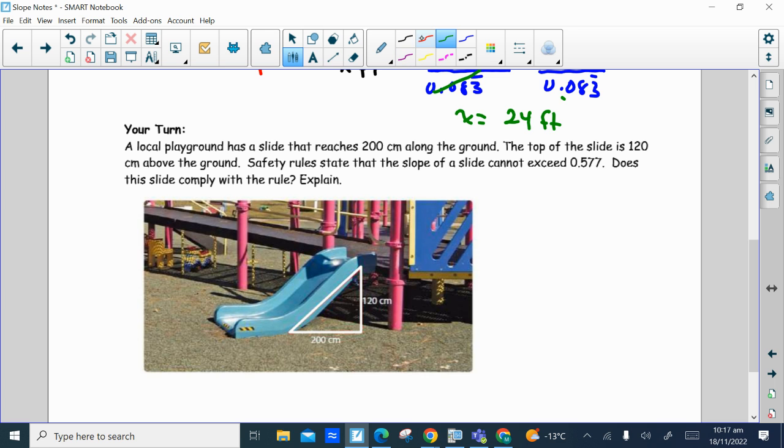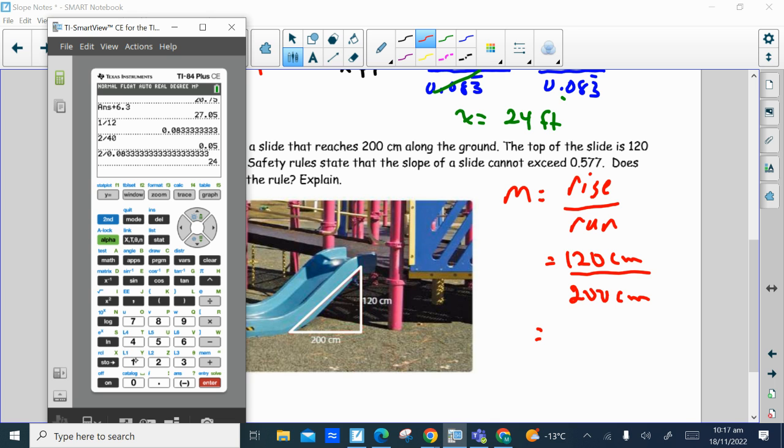So we want to find the slope of the slide. And again, M, the slope is the rise over the run. The rise is the height. You think about it, rise means going up or down. It's the height, which in this case is 120 centimeters. The run is the horizontal distance, the distance along the ground, which in this case is 200 centimeters. So we'll use our calculator to find out what this is as a decimal. 120 divided by 200 is 0.6.